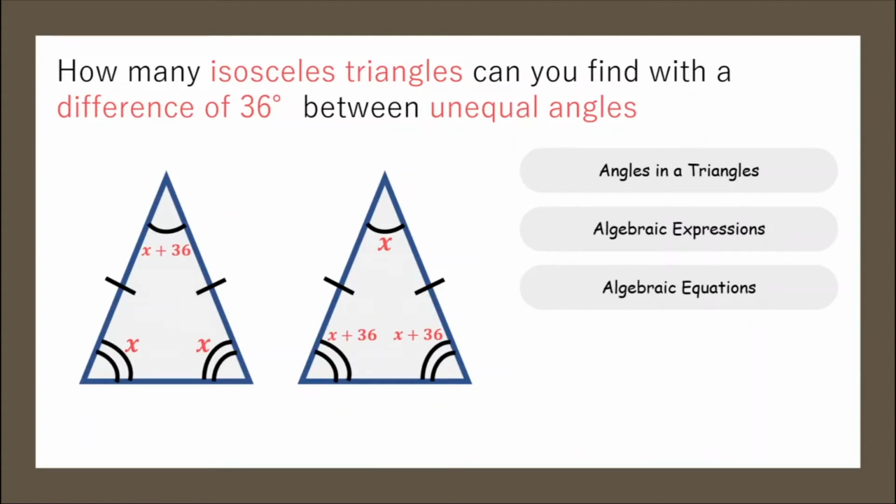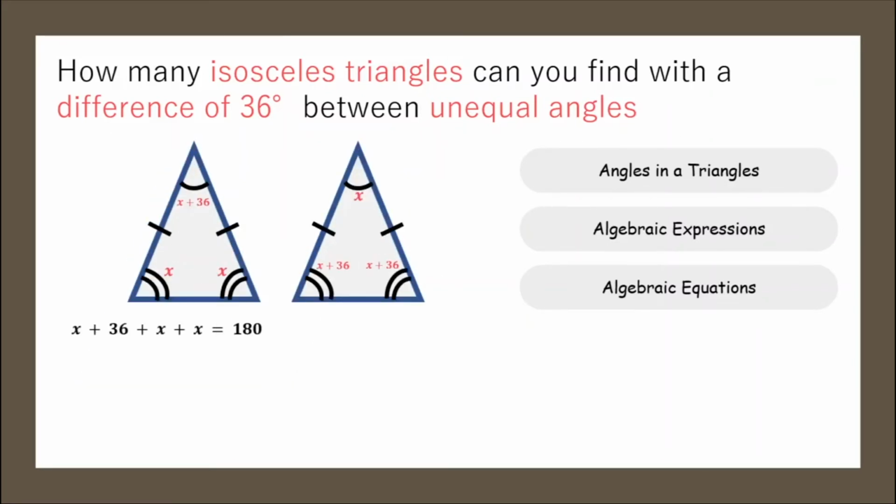Okay, let's set up some equations. So, in this first one, adding together all three of the angles, and we can put them equal to 180. If we tidy that up, we get 3x plus 36 equals 180, and solving for x, x equals 44.